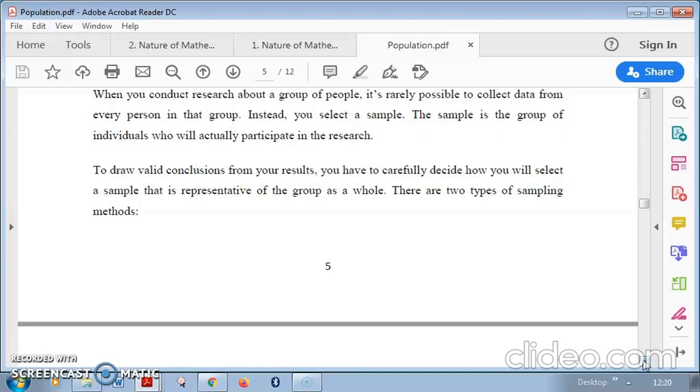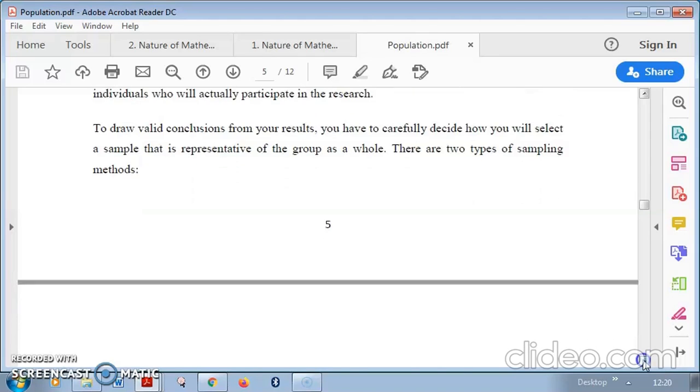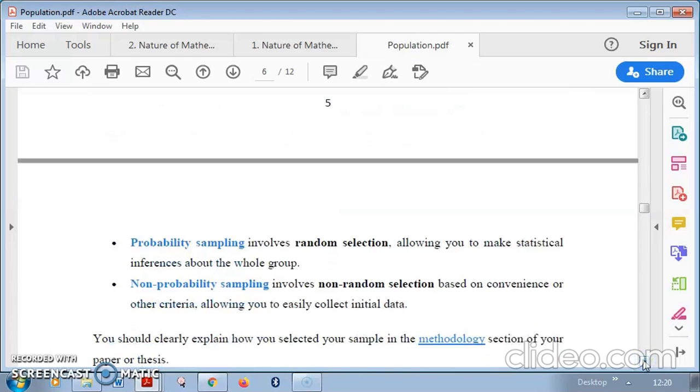So in order to have a good sample, there are two sampling methods. One is probability sampling. Another is non-probability sampling. Broadly, we can divide into probability sampling and non-probability sampling. This is a broad division. Under probability sampling, we'll have different methods, and under non-probability sampling also there are different methods.